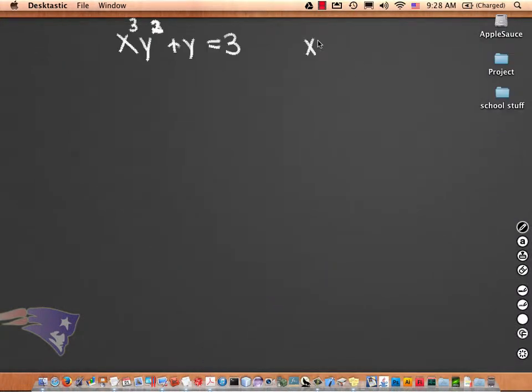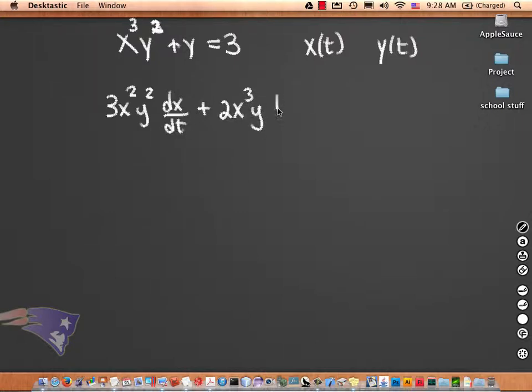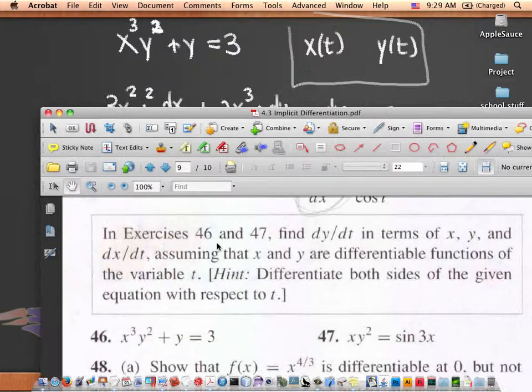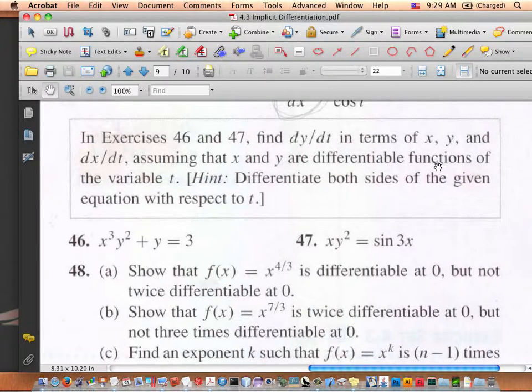Okay, so for this one, you're assuming that x is a function of time and that y is a function of time. And you're taking dx/dt and dy/dt. So this first one becomes 3x squared y squared dx/dt plus 2x cubed y dy/dt plus dy/dt equals 0. I use the product rule, right? X cubed times y squared, first times the derivative of the second, and actually I did it reversed, didn't I? Yeah, I'm sorry. So this should be first: 2x cubed y dy/dt, and then plus 3x squared y squared dx/dt equals 0. And it's assuming we differentiate both sides of the given equation with respect to t. So that part's done.